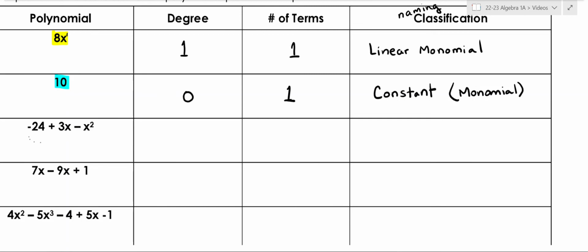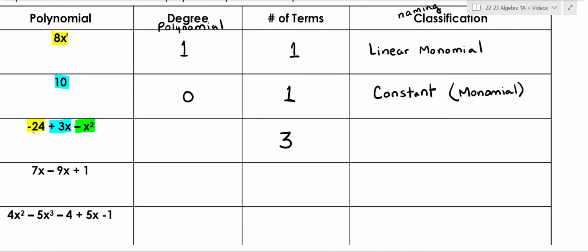Ooh. All right, this one, how many terms do we have? We have negative 24, positive 3x, and negative x squared. All right, so I see 3 terms. Now to find the degree of the polynomial, we need to find the degree of each individual term and grab the highest.